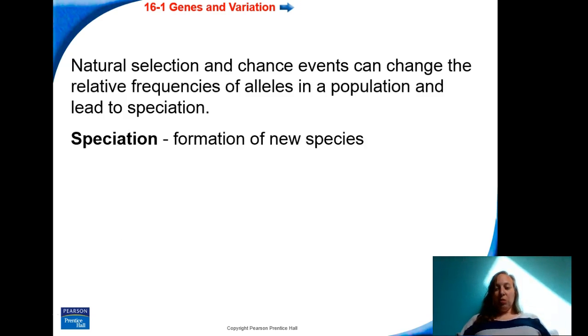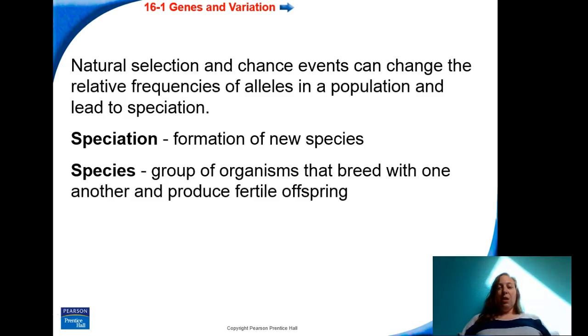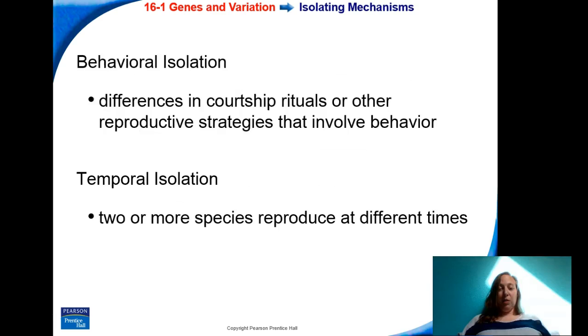Okay, so speciation is what we just got done talking about, and it's the formation of a new species. So what does that mean? Species we've already defined as a group of organisms that can breed with another and produce a fertile or a viable offspring. So there's different types of isolation that can occur. It's all about isolating them so that they do not have the ability to reproduce.